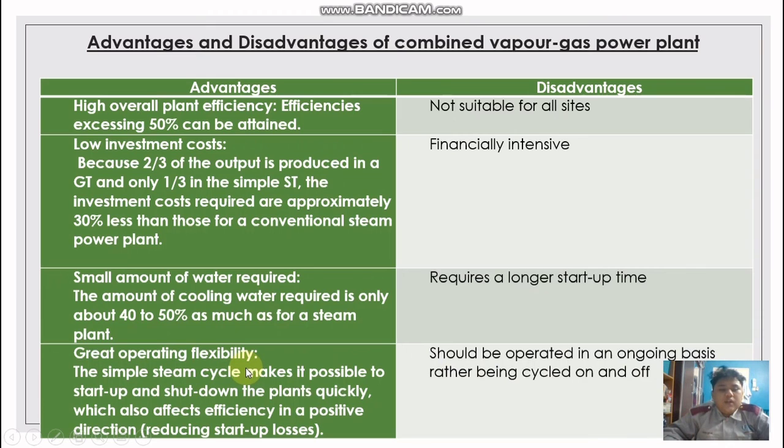Lastly, great operating flexibility. The simple steam cycle makes it possible to start up and shut down the plant quickly, which also affects efficiency in a positive direction, reducing startup losses. The disadvantages of this power plant are that it is not suitable for all sites, and it is financially intensive. Hence, it requires a lot of startup time. And lastly, it should be operated on an ongoing basis rather than being cycled on and off.